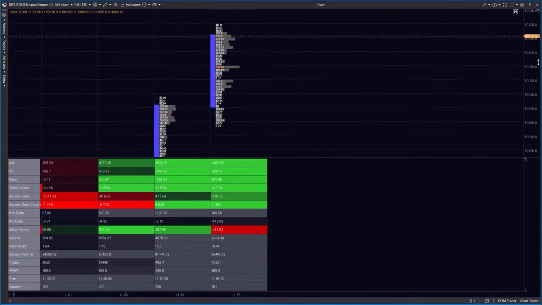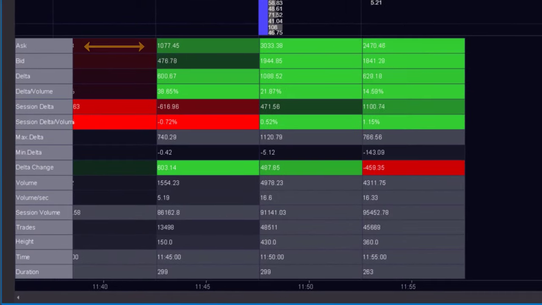Now, let's look at the data displayed by the indicator. There are over 15 parameters in total. Ask. This line shows the total trading volume executed at ask prices during the period. Bid. This is the trading volume executed at bid prices. Delta. This is the difference between trades executed at ask and bid prices. Delta divided by volume. This is the percentage that delta represents of the total volume of the bar.